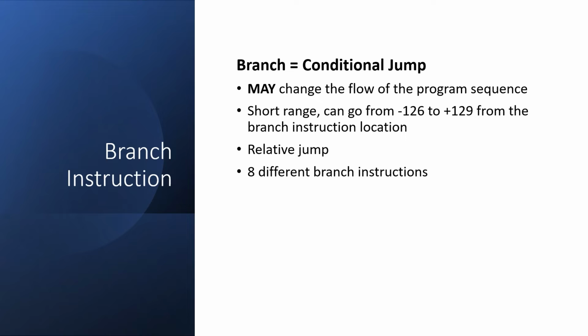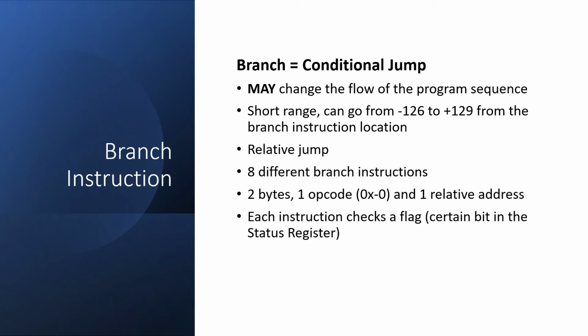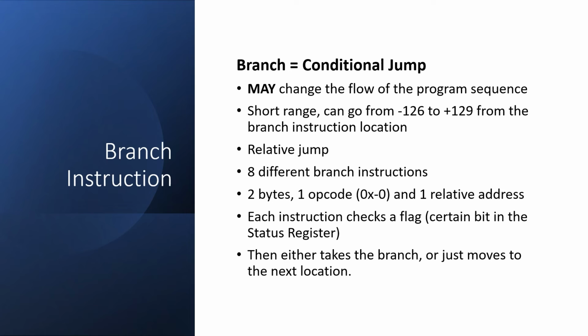On the 6502, there are 8 branch instructions. These branches consist of 2 bytes. The first one is the opcode, and the second one is the relative address. Each of these branch instructions checks a flag, which is a certain bit within the status register. Then it either decides to branch to a new address, or just move to the next instruction.